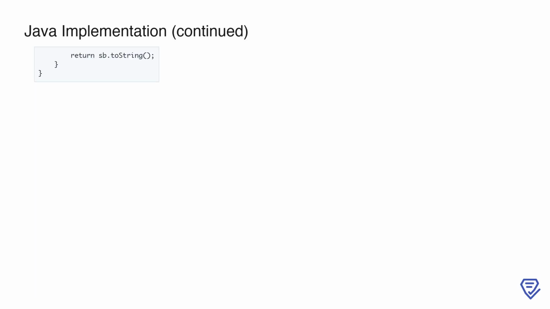Finally, after completing all the replacements, we return the modified string by converting the StringBuilder back to a string using its toString method. This approach is efficient because StringBuilder allows us to make in-place modifications, avoiding the overhead of creating multiple intermediate strings. The method ensures that all replacements are applied correctly and in the desired order, resulting in the final transformed string. This completes the implementation of the find and replace algorithm in Java.